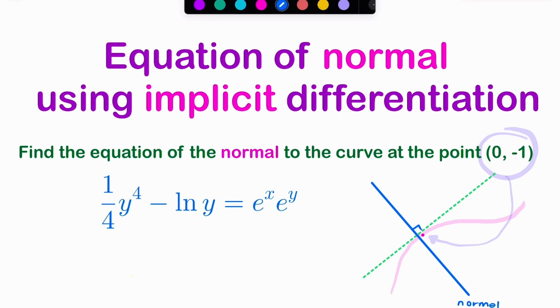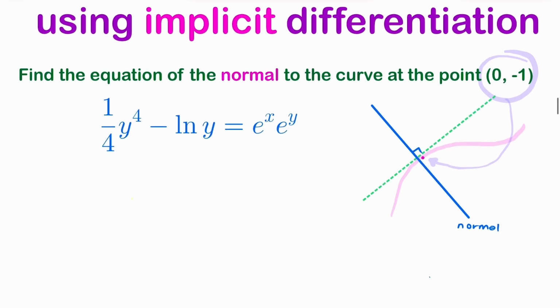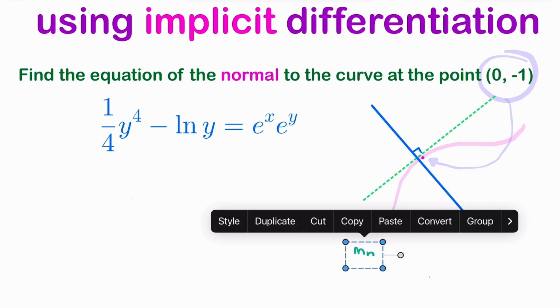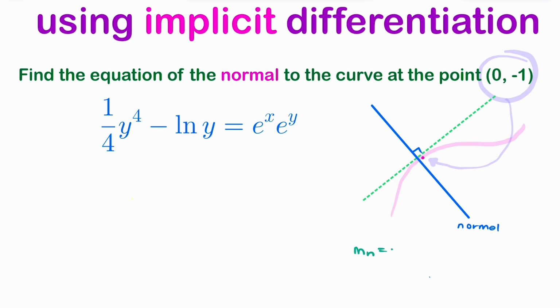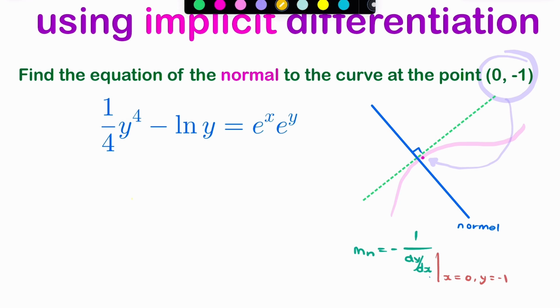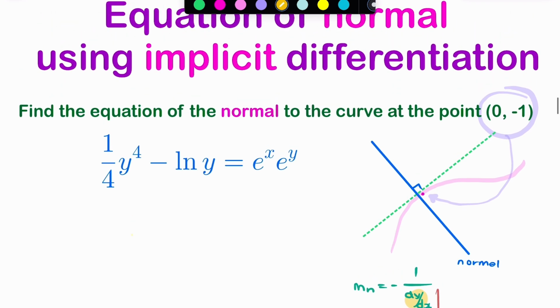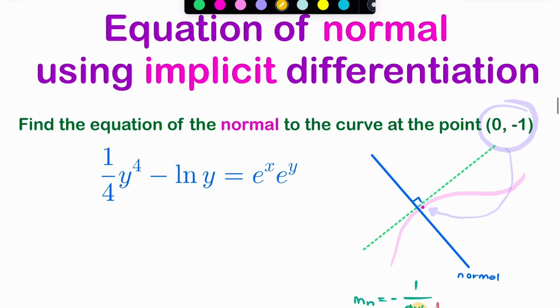Now the gradient of the normal, this is important, is the negative reciprocal of dy by dx for the curve. So it's -1 over dy by dx at the given point, where x equals 0 and y equals -1. So our first step should be to find dy by dx at that point, and then find the negative reciprocal to find the gradient of the normal.